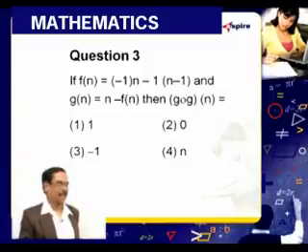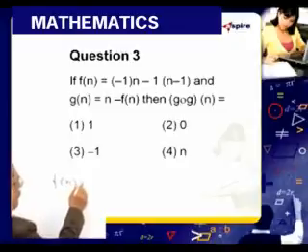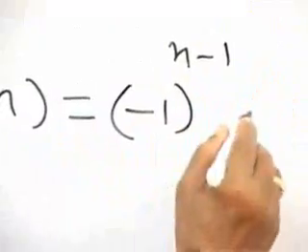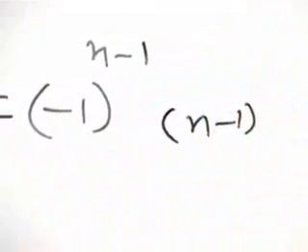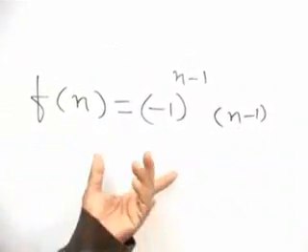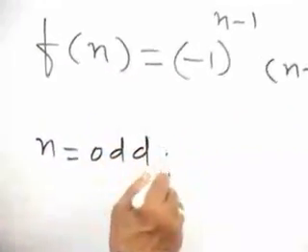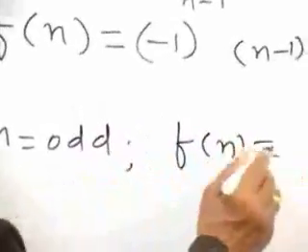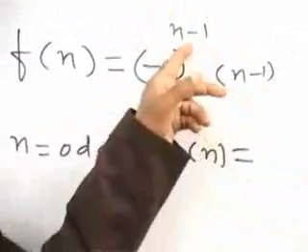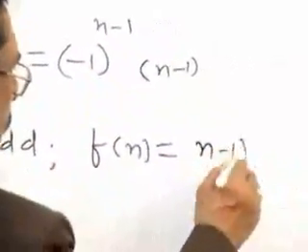Now let us go to question number 3. It is given f of n is equal to (-1)^(n-1) into (n minus 1). Now as soon as this is given, you don't even read the next line. You decode this. When n is odd, what exactly is f of n? When n is odd, n minus 1 is even. When n minus 1 is even, minus 1 to the power of an even number is plus. Therefore, this will be equal to n minus 1.